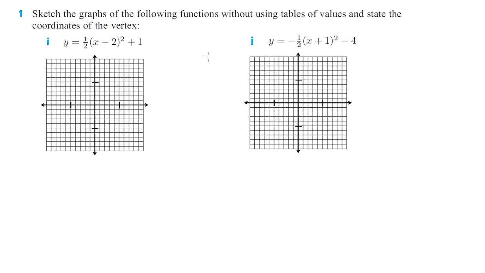Last one, we're going to do these two here. So vertex is 2 minus 2 is 0, so we're at 2 and then plus 1. So we're over 2, up 1, and then we're going to go from there up a half over 1, up a half over 1 this way, up a half over 1 that way, and then we just sketch our now wider graph there.